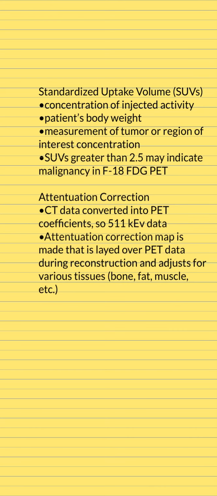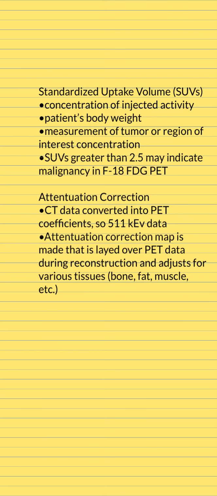And then that data is collected in Hounsfield units, and it represents different attenuations throughout the body, as you guys are probably learning about in CT now. That info is converted into 511 keV data that matches your PET data. So that's the key point I want you guys to take away here, that the CT info is converted into PET coefficients. That way they can be laid on top of each other and it all registers together.